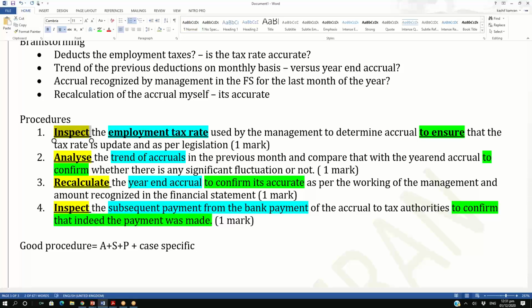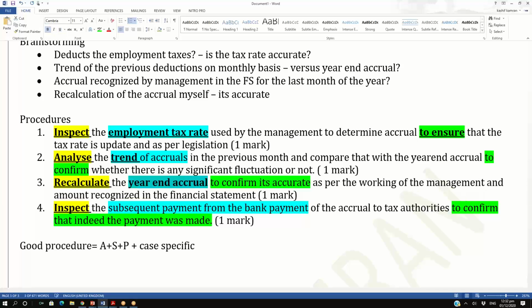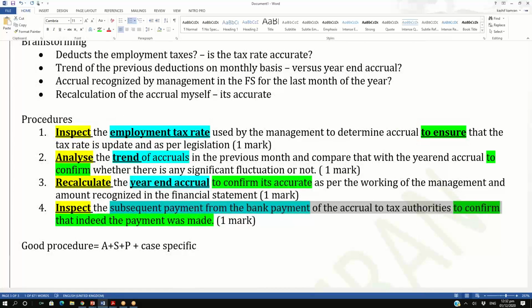Every procedure starts with a verb, inspect. Number 2 starts with analyze. Number 3 starts with recalculate. Number 4 starts with inspect. In every procedure, I had a source. A source is a subject matter on which I am performing a procedure. So in the number 1, I was performing procedure on the tax rate. In the number 2, on the trends. In the number 3, on the year-end accruals. In the number 4, on the subsequent payments.